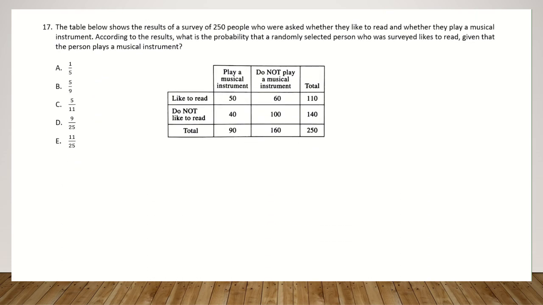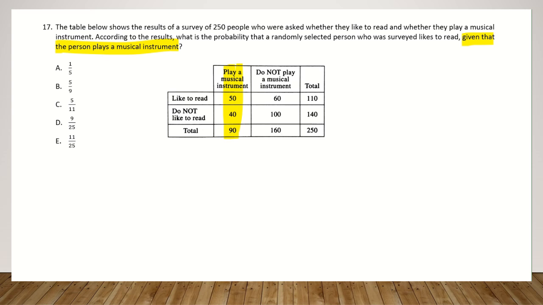All right, next one. The table below shows the results of a survey of 250 people who were asked whether they like to read and whether they play a musical instrument. According to the results, what is the probability that a randomly selected person surveyed likes to read, given that the person plays a musical instrument? So this given that the person plays a musical instrument tells us that we're only dealing with people in this column here that play a musical instrument.